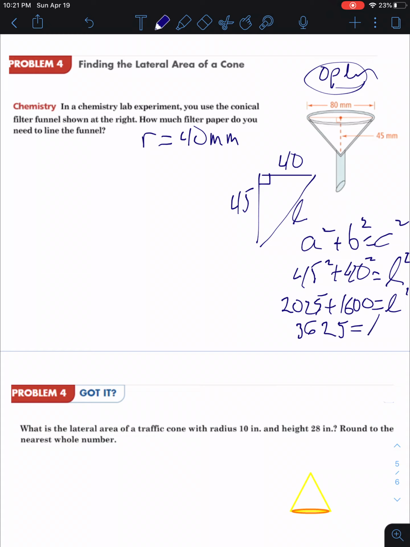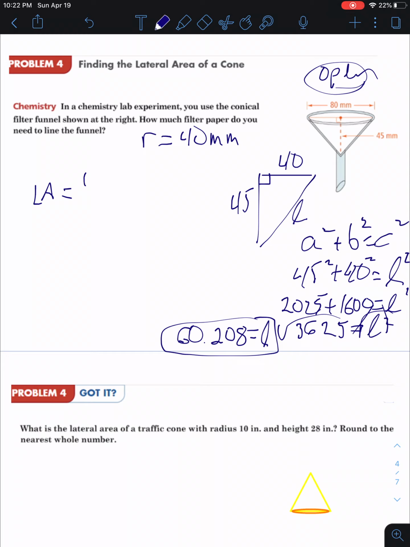And that's L squared, and if you take the square root of both sides, I'll take the square root and the square off of the L, and it leaves us with about 60.208 for L. That's the L. Now, the lateral area is 1/2 times 2 pi r times L.